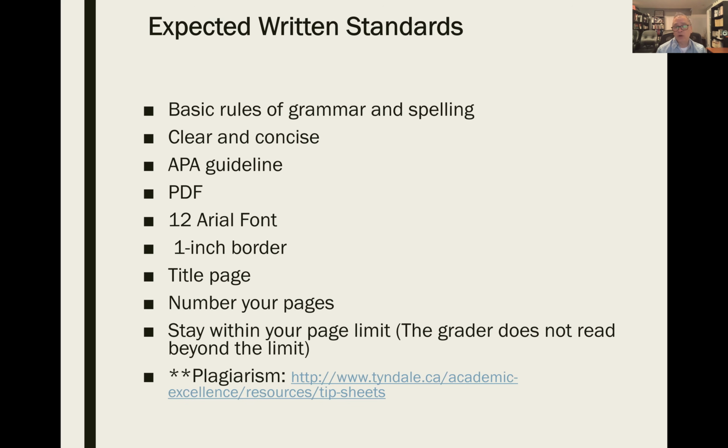And plagiarism, this is the most important piece, right? Making sure that this is your own work. Just make sure that this is coming from you. Otherwise, you bypass your own learning if this is not your own work.